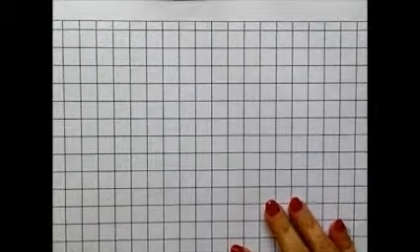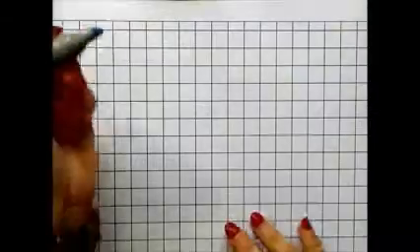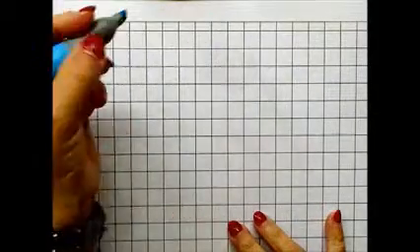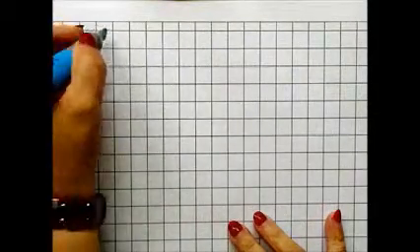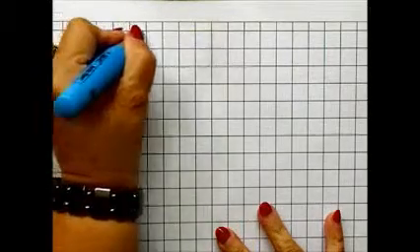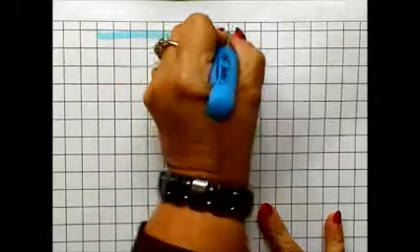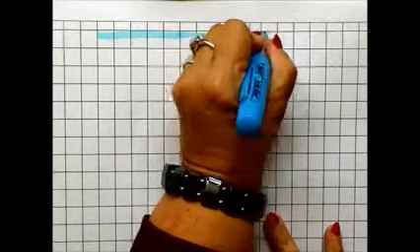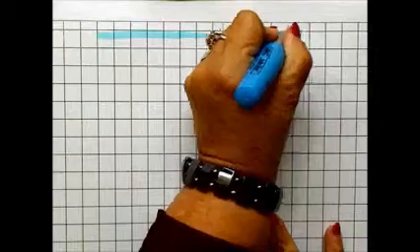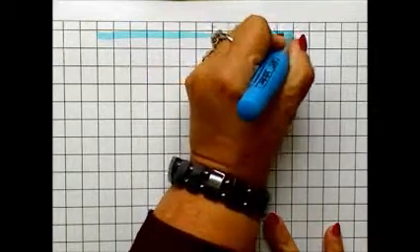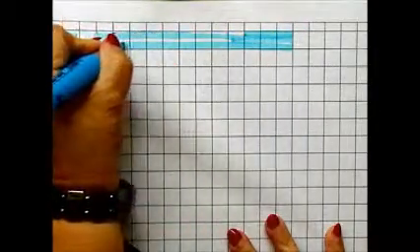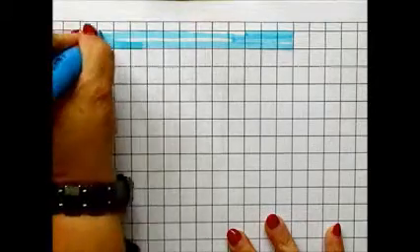Okay, in this video we're going to model fraction pieces as represented by grid squares. Alright, so let's take a look at a piece that has 1, 2, 3, 4, 5, 6, 7, 8, 9, 10, 11, 12. 12 pieces. So this is what one whole is.